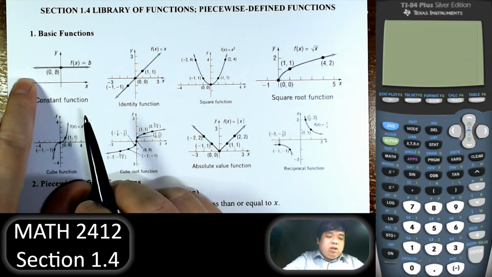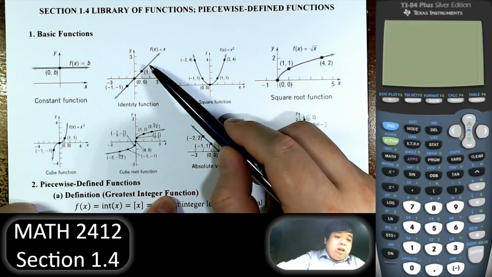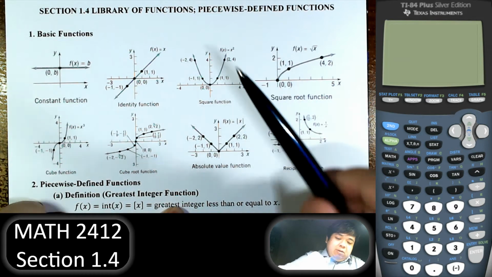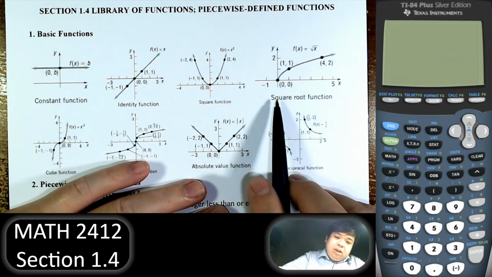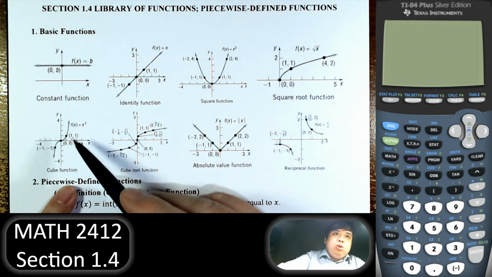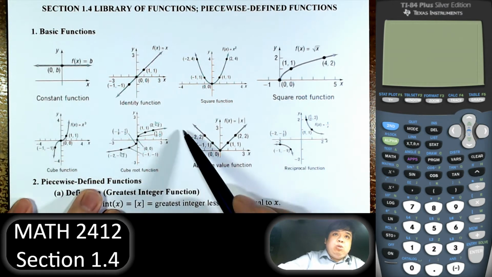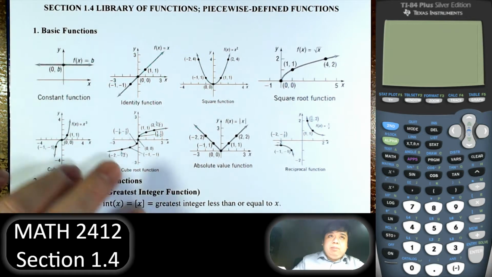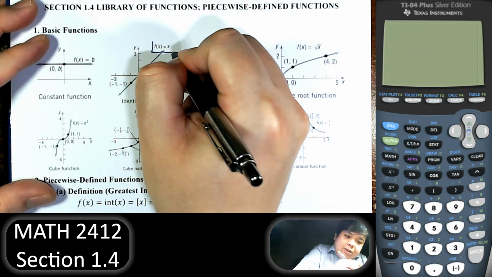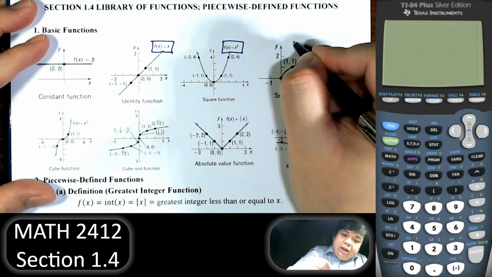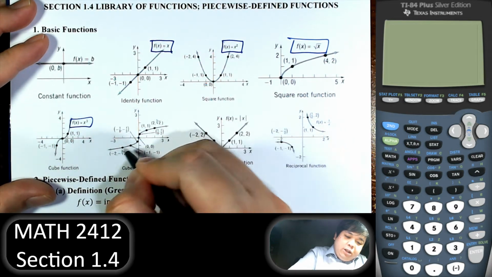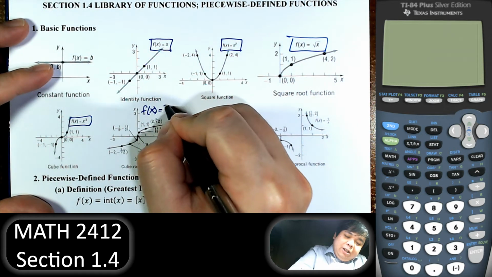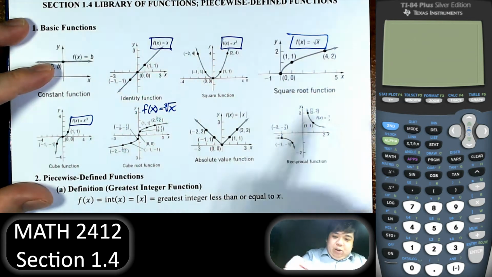So we have the basic functions: the constant function, the identity function f of x equal to x, the parabola, which is the graph of the square function, the square root, the cube function, the cube root, the absolute value, and the reciprocal function.